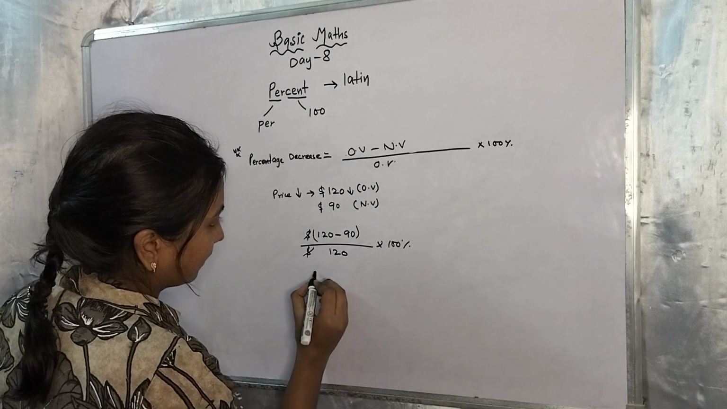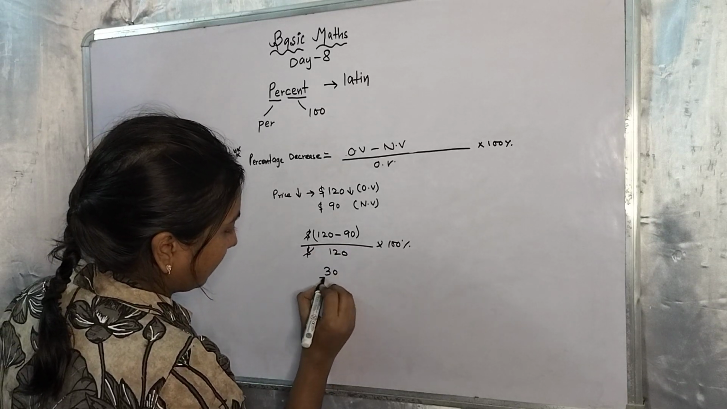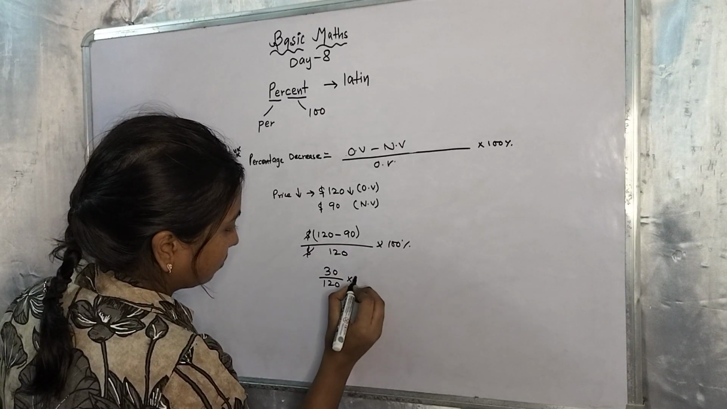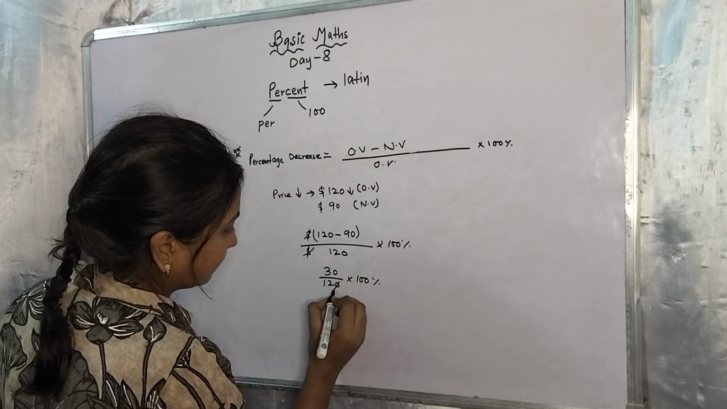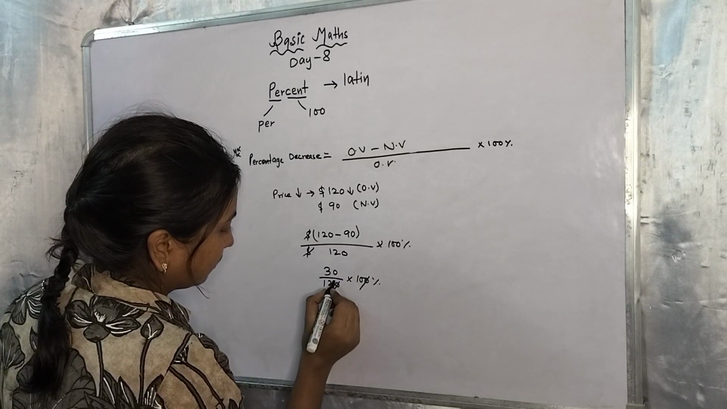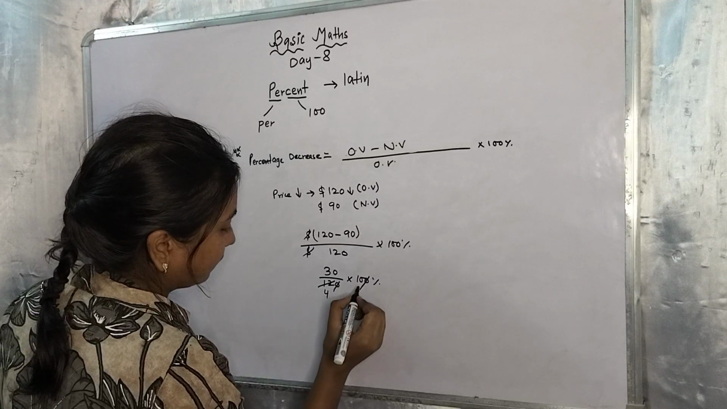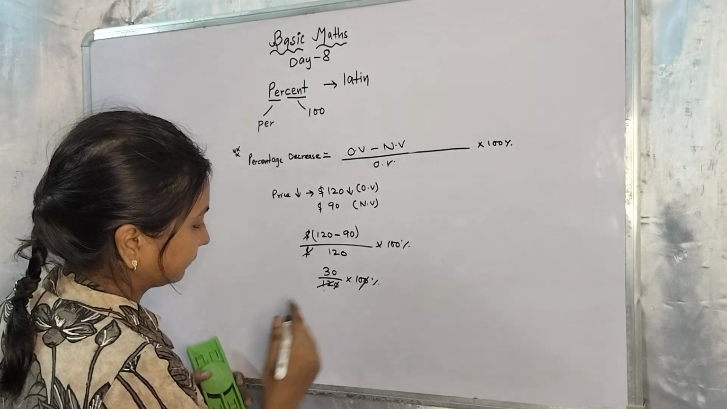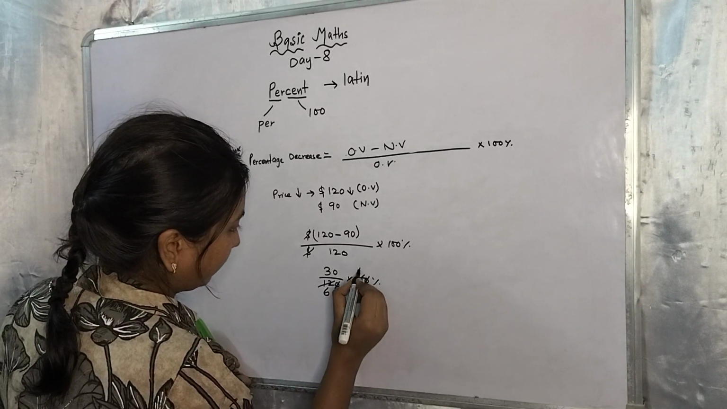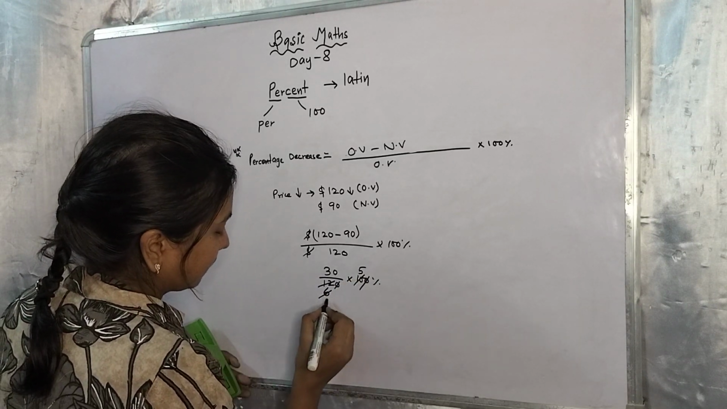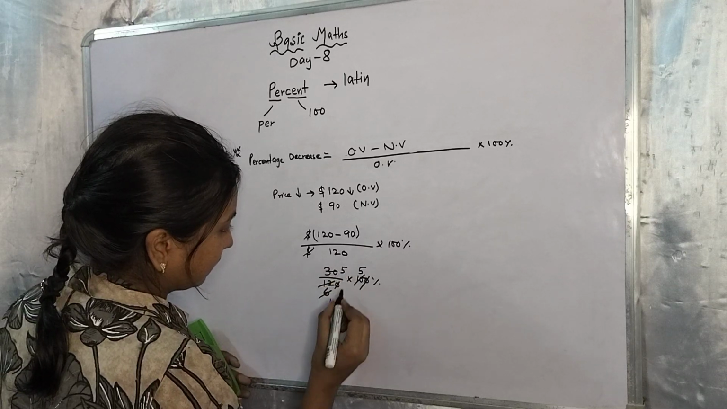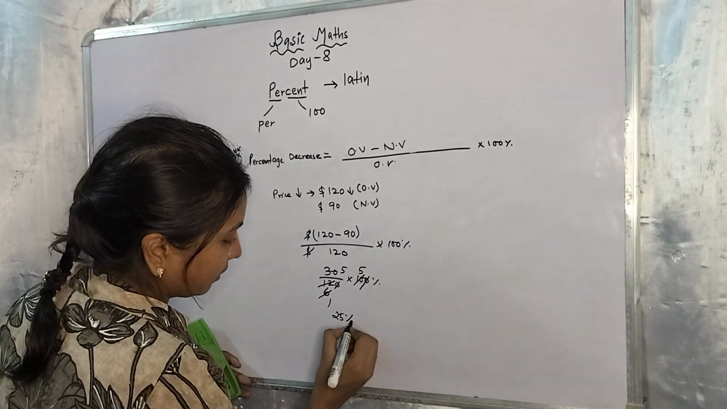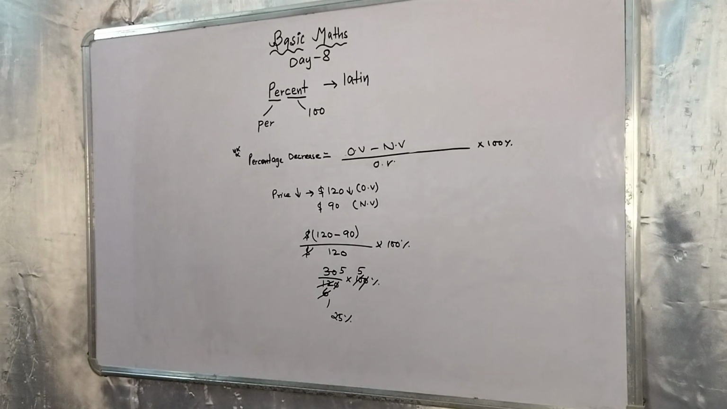This dollar gets cancelled. 30 by 120 into 100%. 2 4s are 12, 2 6s are 12, 2 5s are 10, 6 1s are 6, 5 6s are 30. So our answer is 25%. So the price dropped by 25%.